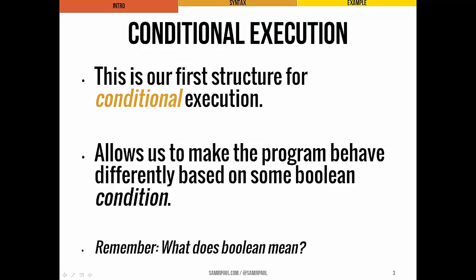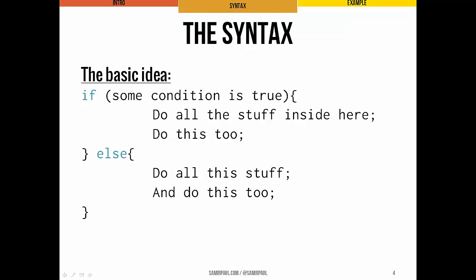We want to be able to use these Boolean true or false conditions to make a program do different things based on circumstances. So the structure we use for that, at its most basic form, is an if-else construct. The syntax is pretty straightforward. We say if some condition is true, this is where the Boolean condition goes in these parentheses, then do all the statements that are enclosed in the curly braces. Else, or otherwise, do all the stuff that's in these curly braces.